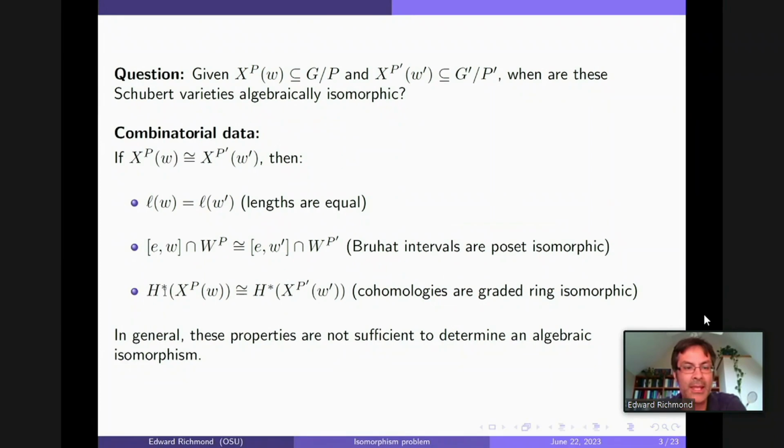But the sad thing is that in general, none of these properties are going to be sufficient to determine algebraic isomorphism. There are many examples where all of these things perfectly match between two Schubert varieties, and they're not isomorphic. So the question is, how do we resolve these things?